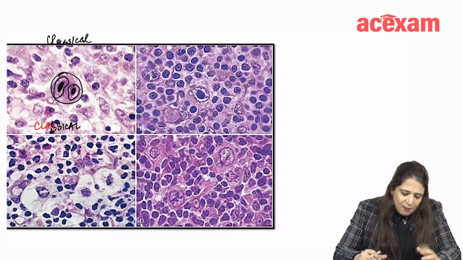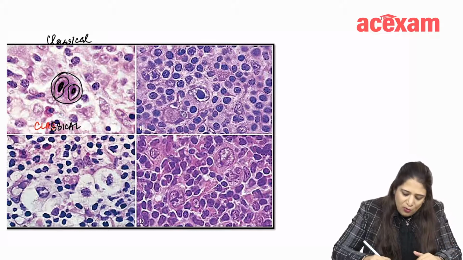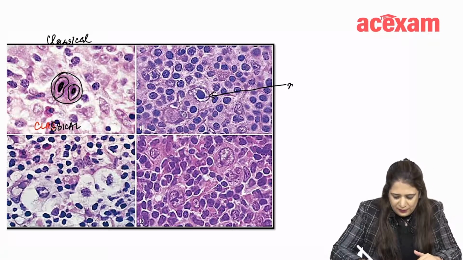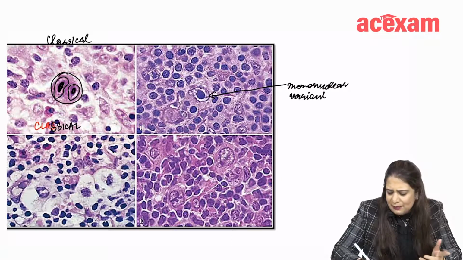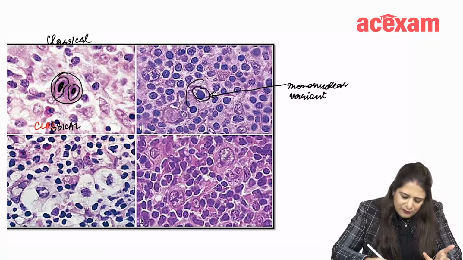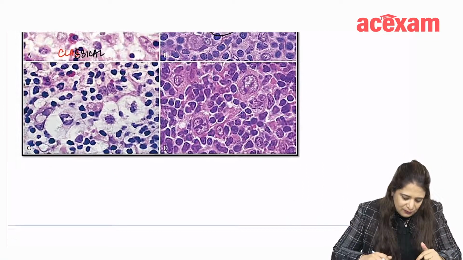Then again, besides the binucleate form, there is also the mononuclear variant of the Reed-Sternberg cell. The mononuclear variant, as the name suggests, has a single nucleus. So even these can be encountered in Hodgkin's lymphoma.